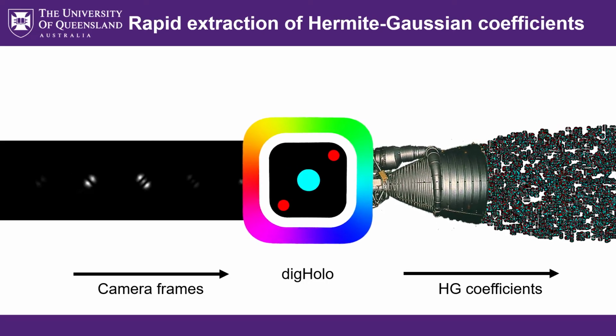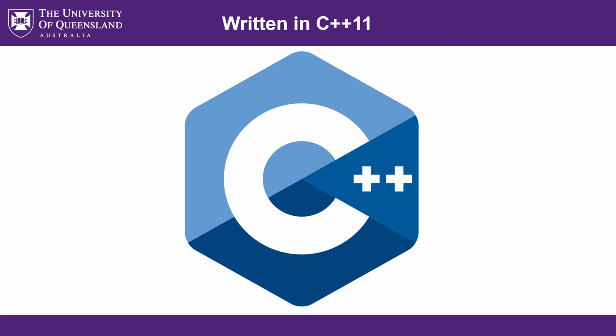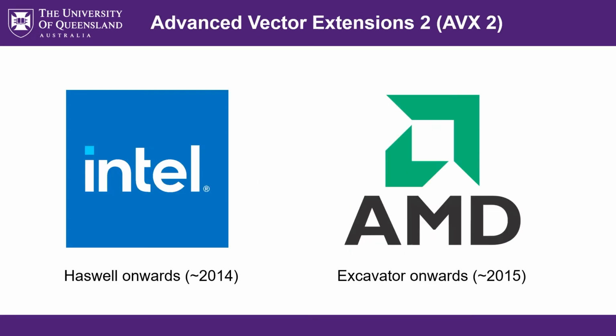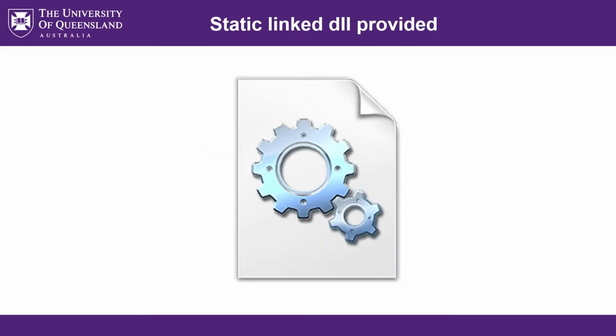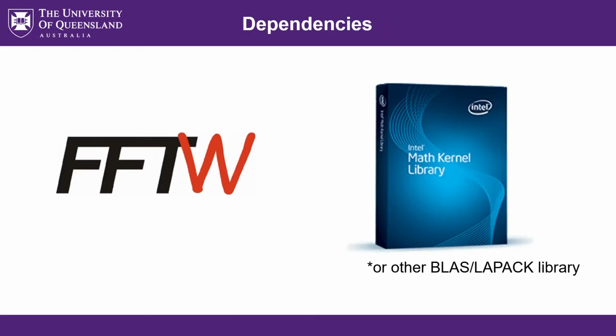But this library is written in C++11, and it should be suitable for any x86 machine that supports AVX2 and FMA3 instructions. So that's mostly CPUs after about 2014. You can run it on Windows or Linux, and a precompiled statically linked DLL for Windows is provided, which you should be able to use as is. Its dependencies are FFTW and a BLAS/LAPACK compatible library like Intel MKL or OpenBLAS or similar.